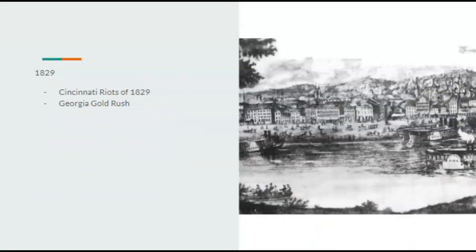In 1829, the Cincinnati riots of 1829, which of course would be an increase in crime. I think this is over tariffs as well as race. It could be, I think so. And we also have the Georgia Gold Rush, which does give a boost to the economy because more people are going down to Georgia and getting gold, selling the gold, getting money, a boost in the economy.